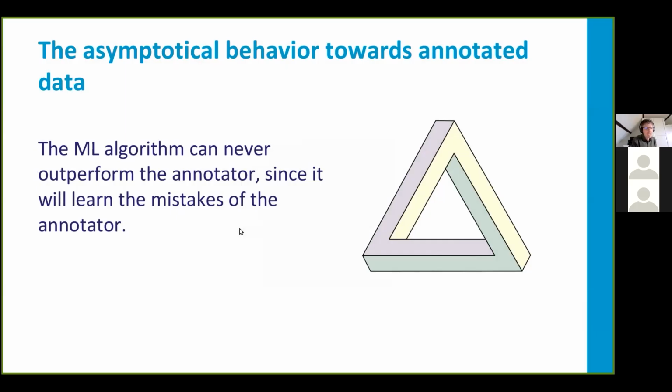And that's actually one of the problems with machine learning, because we are very often using human annotated data. We can never get to the point where the machine learning algorithm outperforms the annotator in this way. We have to find other ways to find training data for our machine learning algorithms. Because it's even getting worse.